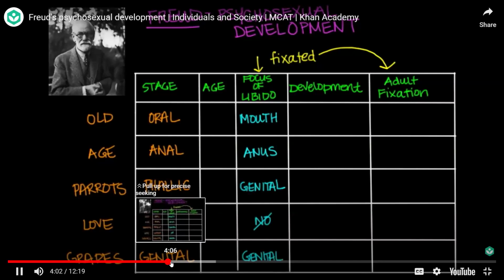All right, so let's go through each of the stages. So the first stage, the oral stage, I'm going to try to pick a different color again. Here we go. Okay, so the oral stage is the first stage of personality development, and it occurs between the ages of 0 to 1 years of age. And this is when the libido is centered around the baby's mouth.